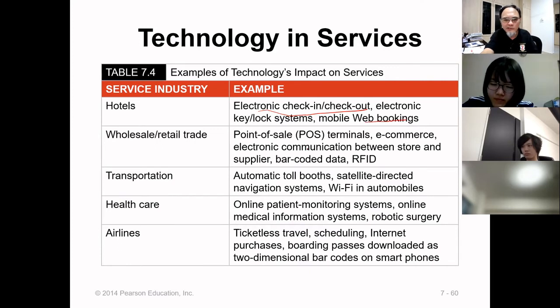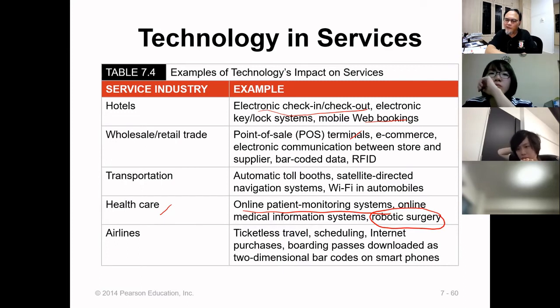Mobile, web bookings, point of sale terminals, like Uniqlo, more Uniqlo terminals, checkout counters, e-commerce and so on. So all these are changing. Healthcare, online patient monitoring systems, online medical information. This is a bit scary. Robotic surgery. Do you want to go for robotic surgery?